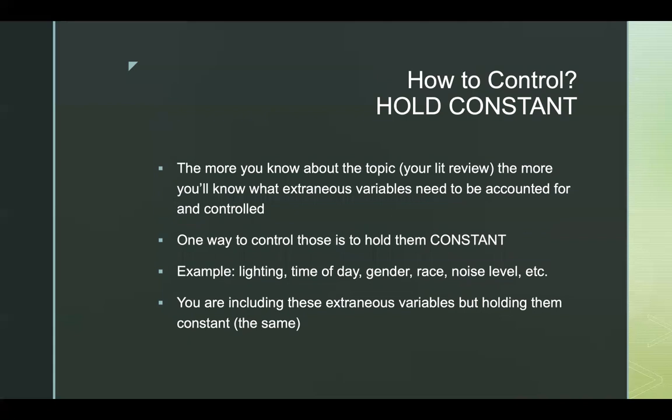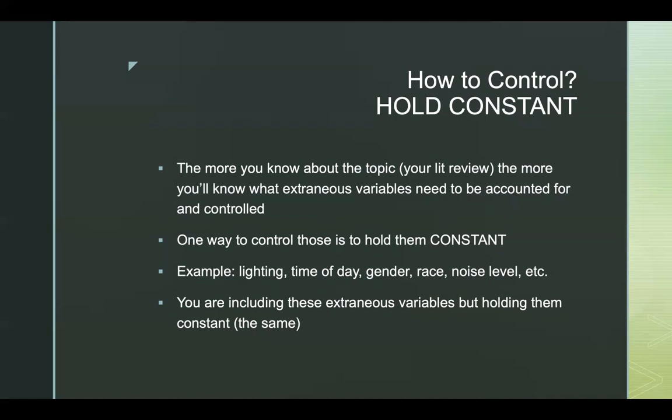Now, how do you figure out what variables might even be extraneous? I think the fact that there are 12 people that live down the street might not be a variable that matters in your study. But maybe the lighting does matter. Maybe the way the color of the room is painted matters. Maybe the gender, the race, the noise level, etc. There are lots of variables that definitely might matter.